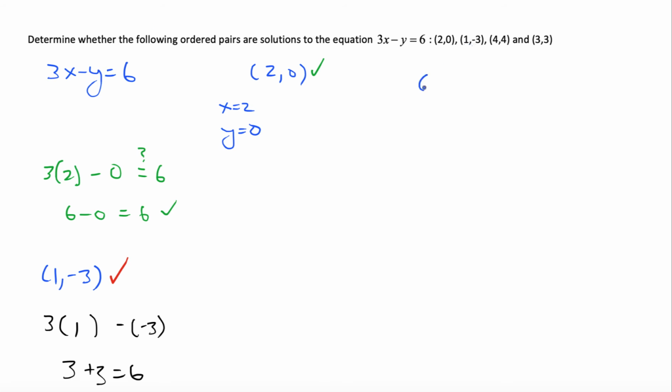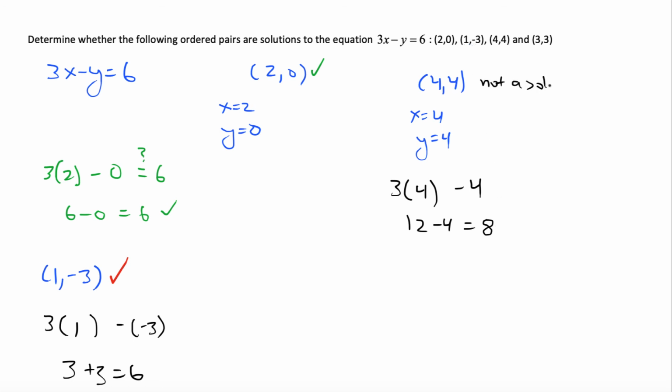So when we try (4, 4), we'll plug in x equals 4 and y equals 4 back into the original equation. So we get 3 times x, so we plug in 4 for that, minus 4, and we'll work this out. 3 times 4 is 12, and 12 minus 4 gives us 8. Well, do we get 6 here? Of course not. So what does that tell us? It tells us that (4, 4) is not a solution.